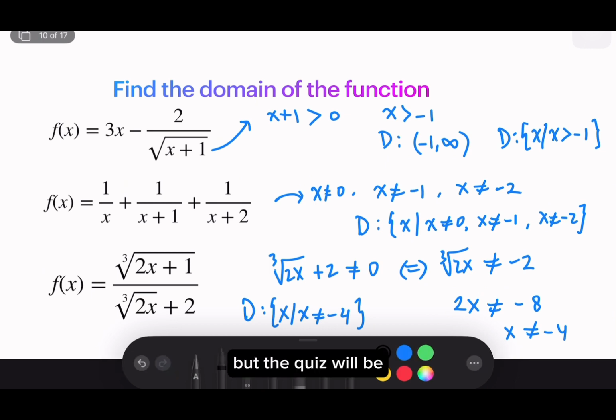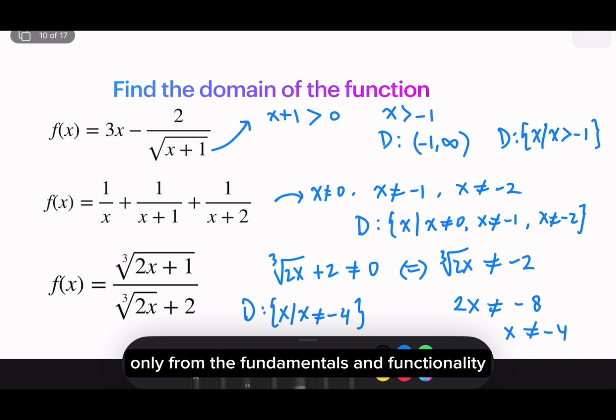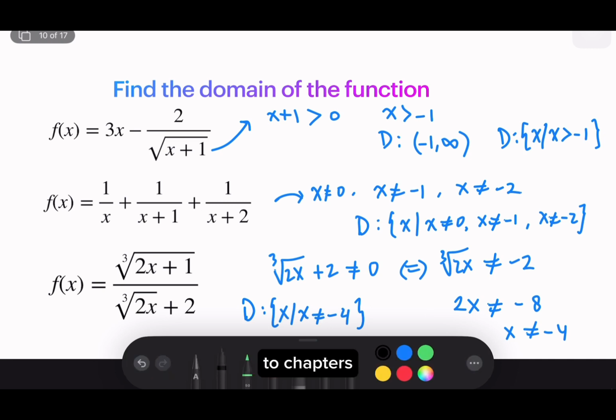But the quiz will be only from the fundamentals and functions. The first two chapters, so everything up until functions.